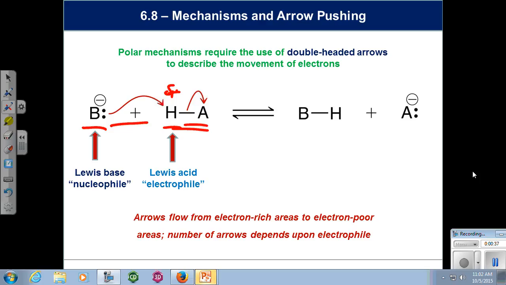And we started developing language on the reaction profiles about starter materials, reactants, products, intermediates, transition states, stuff like that. We defined what a nucleophile was. They like positive things, an electrophile likes negative things, and they're obviously going to go after each other. What I want to point out on this very simple example before we dive into today is that look what's happening here. The lone pair on the B is becoming a bond pair in the product, and the bond pair in HA is becoming a lone pair in that product.